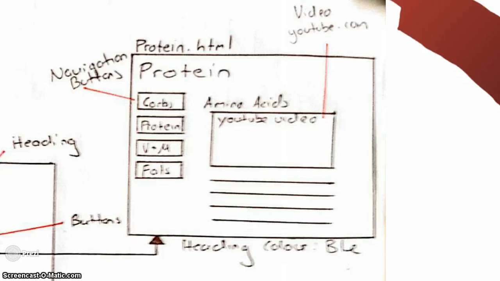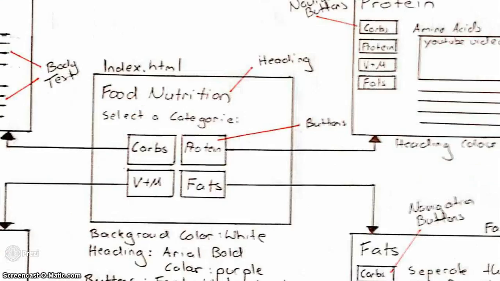Okay, if we go around, there's another page. This time we can see a YouTube video has been embedded in. Okay, it doesn't show the video or the name of it, but it shows what represents it. We can also see our navigation buttons down the side. Okay, so we'll go to vitamins and minerals.